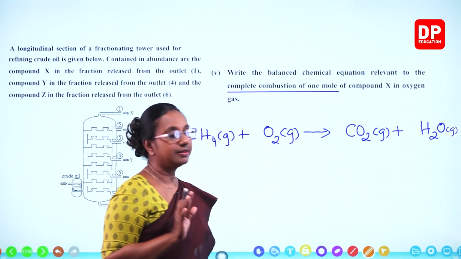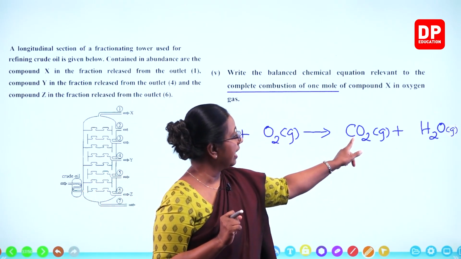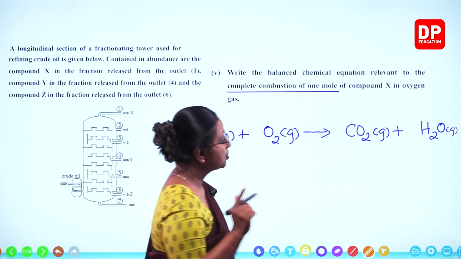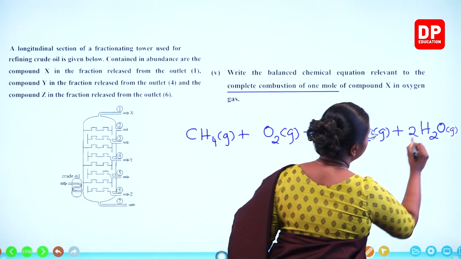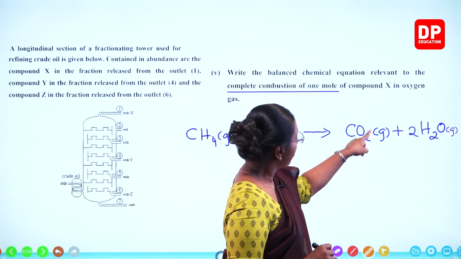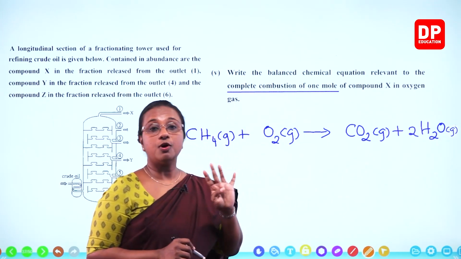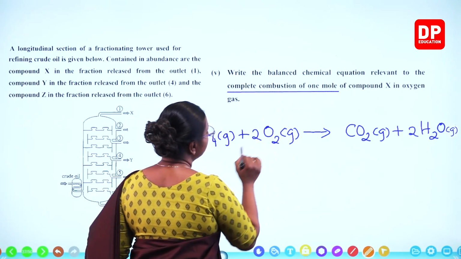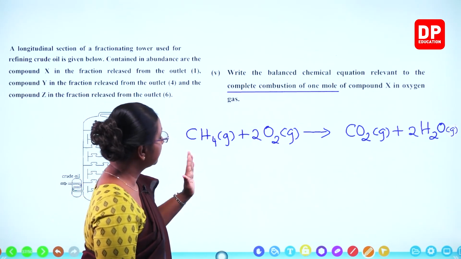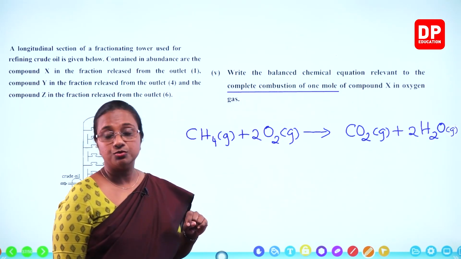Now we have written the reactants and the products. We need to balance the equation. Carbon, there is only 1, so it is balanced, 1 carbon dioxide. But hydrogen, there are 4 hydrogens. So to get 4 hydrogens, you need 2 water molecules, 2 H2O. And if you balance the oxygen, here there is O2, with 2 oxygen atoms, so you need 4 oxygen atoms. That means you need 2 O2 gas. So the balanced equation is CH4 gas plus 2 O2 gas giving rise to CO2 gas plus 2 H2O gas.